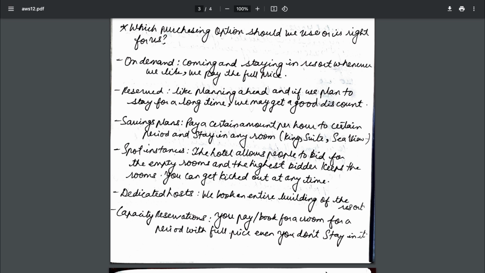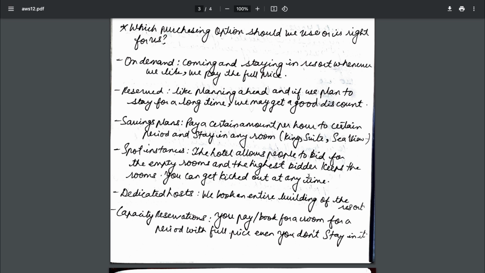Okay. Now let's move forward with the reserved one. It's like planning a weekend ahead whenever you are going. So basically, you are planning ahead, and if you want to plan for a specific or longer time, you may get a good discount. Okay, because you are already telling them you are going to come there, so you need a good discount on it, right? So that is how you maintain a customer and business relationship. Now moving forward with savings plan, you pay a certain amount per hour for a certain period and you stay in a room. It can be any room, a king suite room, a sea view, a double queen bed, right? It can be anything. You just pay per hour and you can select any of the rooms.